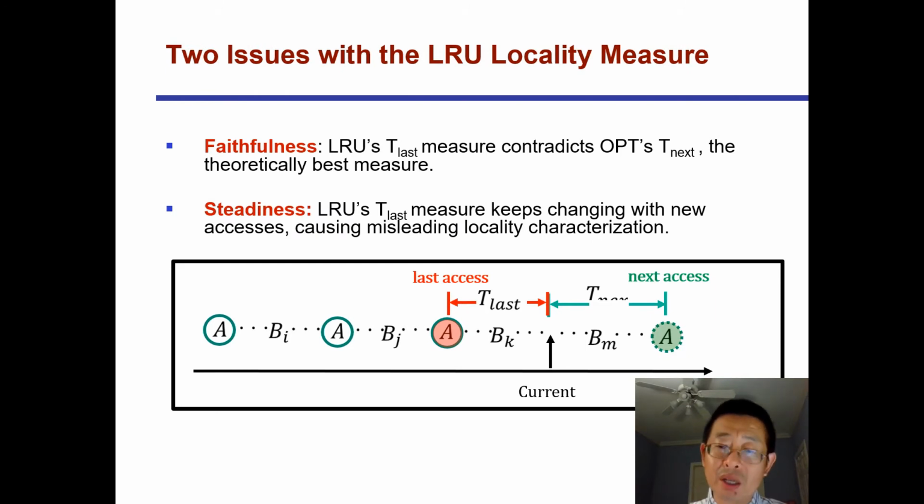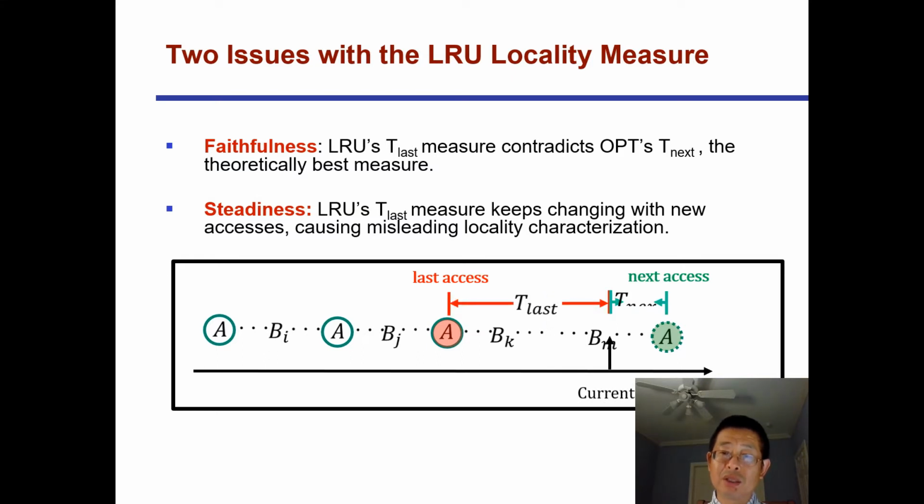There are two issues with the LRU locality measure. The first one is faithfulness. LRU's tlast measure contradicts OPT's tnext. With new block accesses, the current time moves forward and tlast becomes larger and tnext becomes smaller, so the estimation is wrong. The second issue is steadiness. LRU's tlast measure keeps changing with new accesses, causing misleading locality characterization and confusing the replacement algorithm.